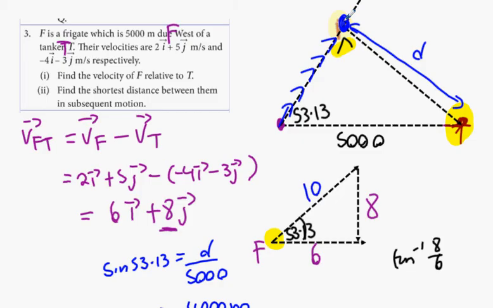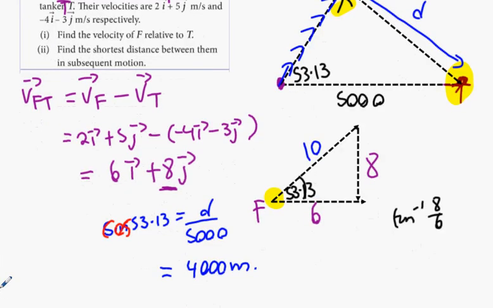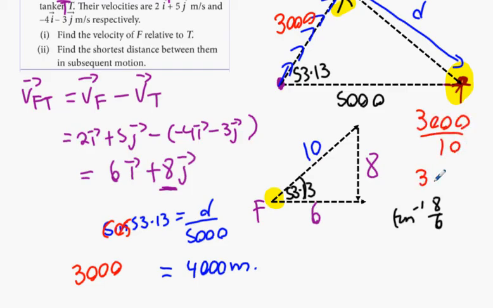What distance did it need to cover to get there? Instead of sine, what could we have used? And if we use cos instead of sine, what would we have gotten? 3,000. It actually travelled 3,000 meters relative to the tanker to get to this position. How fast did it do that in? Distance over speed: 3,000 divided by 10, which would be 300 seconds.